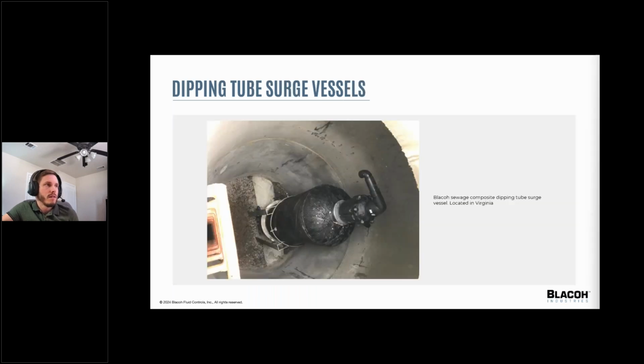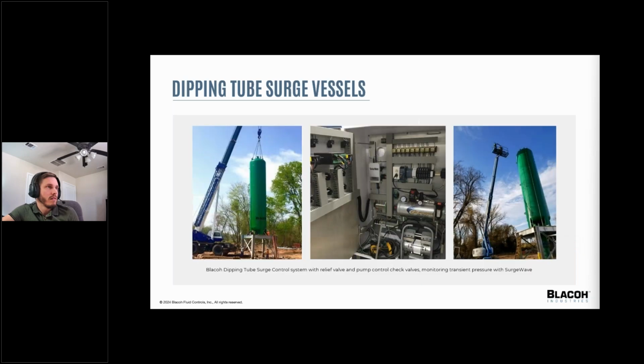And then here are some examples. Here's a dipping tube surge vessel that's actually composite material, and it's located in Virginia. And here's a pretty tall one that uses transient pressure monitoring. And this one actually has a small compressor that is used to replace the air dissolved in liquid. So it's actually kind of a hybrid vessel.